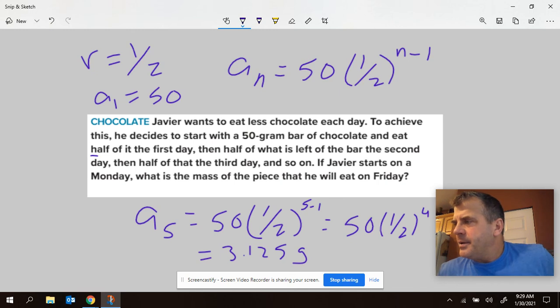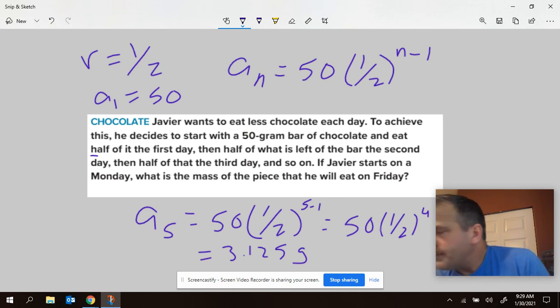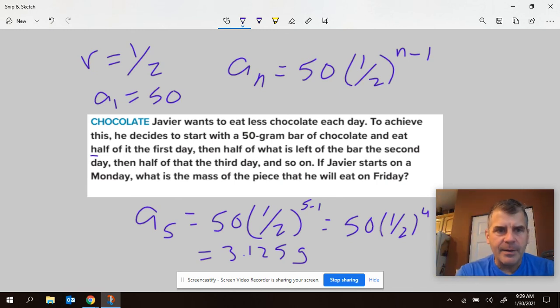All right, that is a way of applying exponential, well, I shouldn't say that, sorry, a geometric sequence in this case.